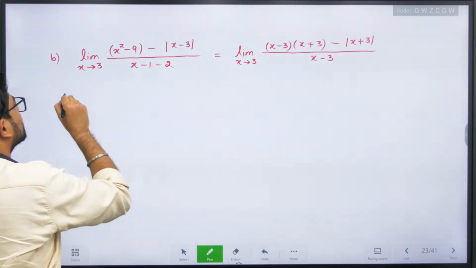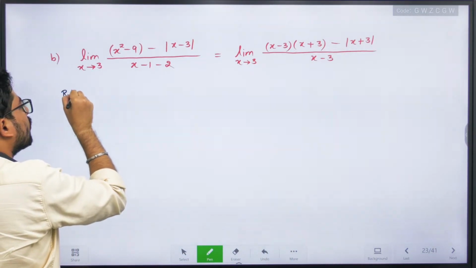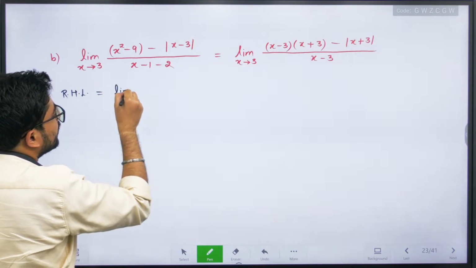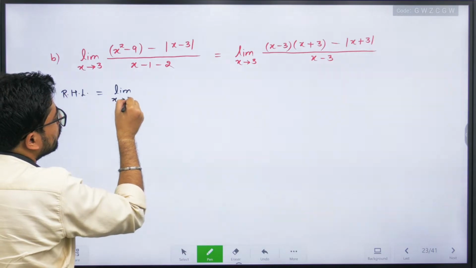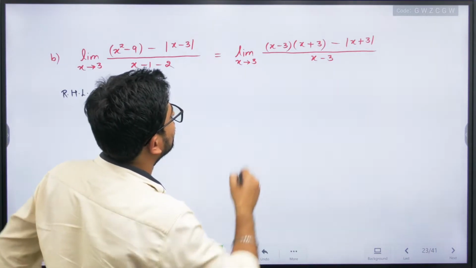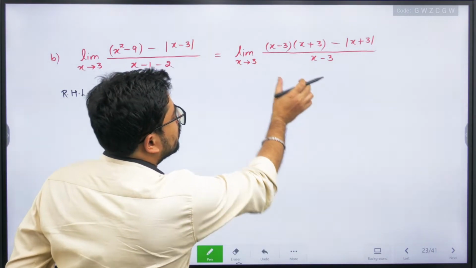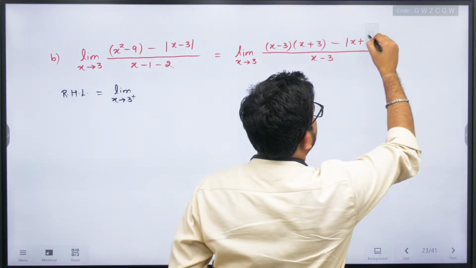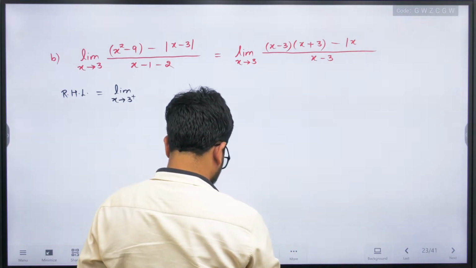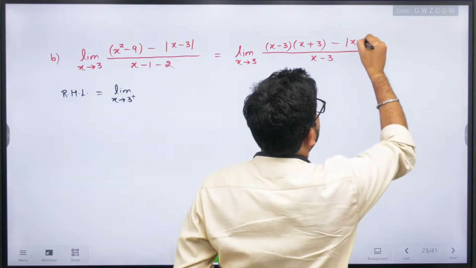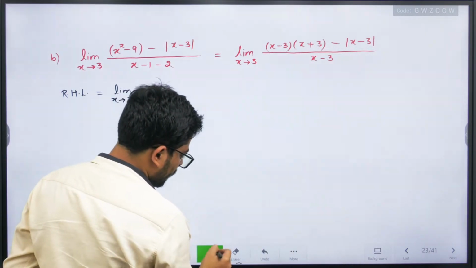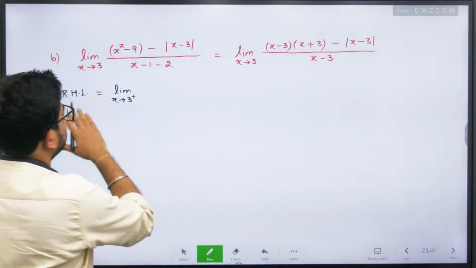So right hand limit is limit x tends to 3 plus. Sorry, this is mod x minus 3. Yes, this is mod x minus 3. Got it? So now RHL, limit x tends to 3 plus.